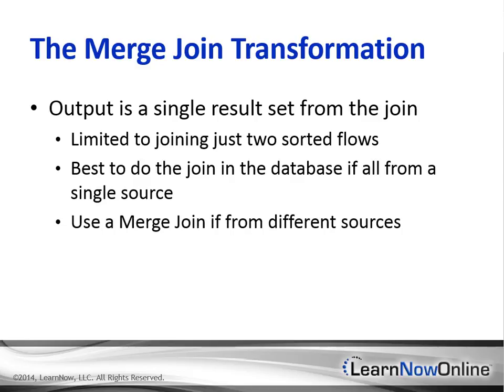But where the merge join transformation comes in handy is if the data that you want to join is coming from different data sources, say one from a SQL Server and another from an Oracle database, or from sources that don't support data operations, like a flat text file. It's also handy if you don't want to write your own join code and are willing to tolerate a little bit of a drop in performance, which can actually be somewhat significant.